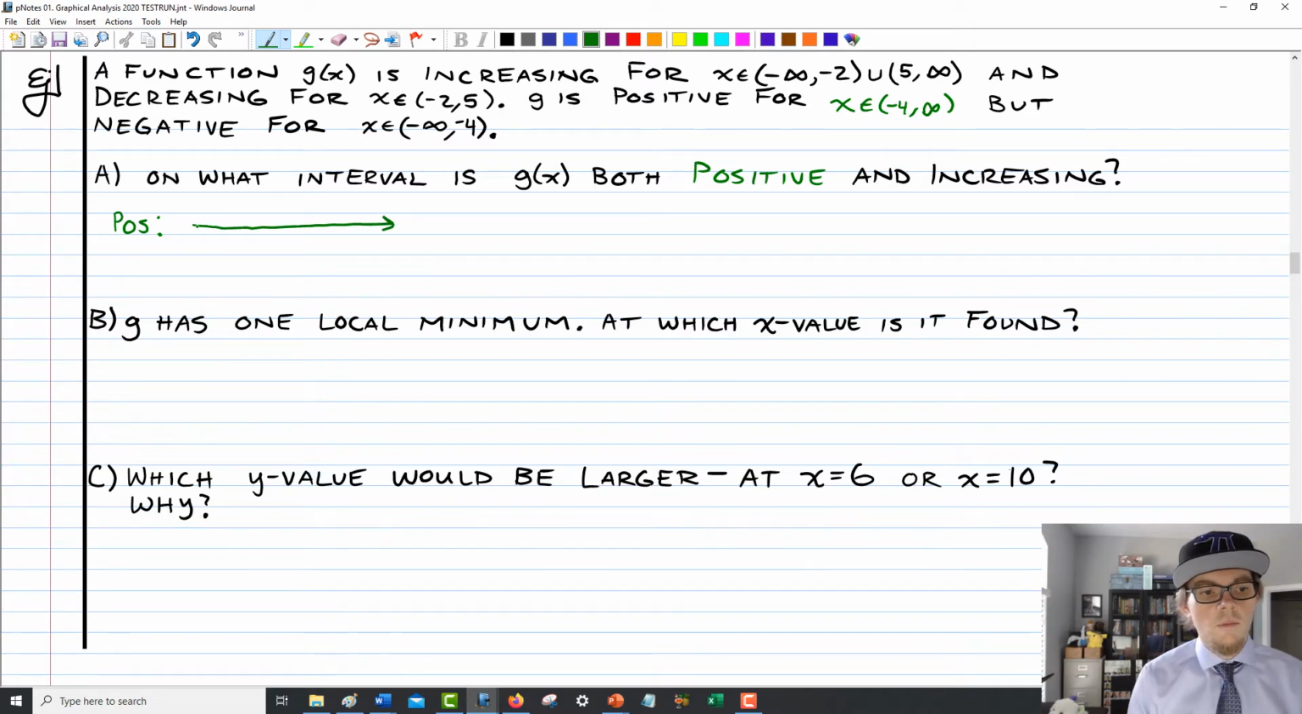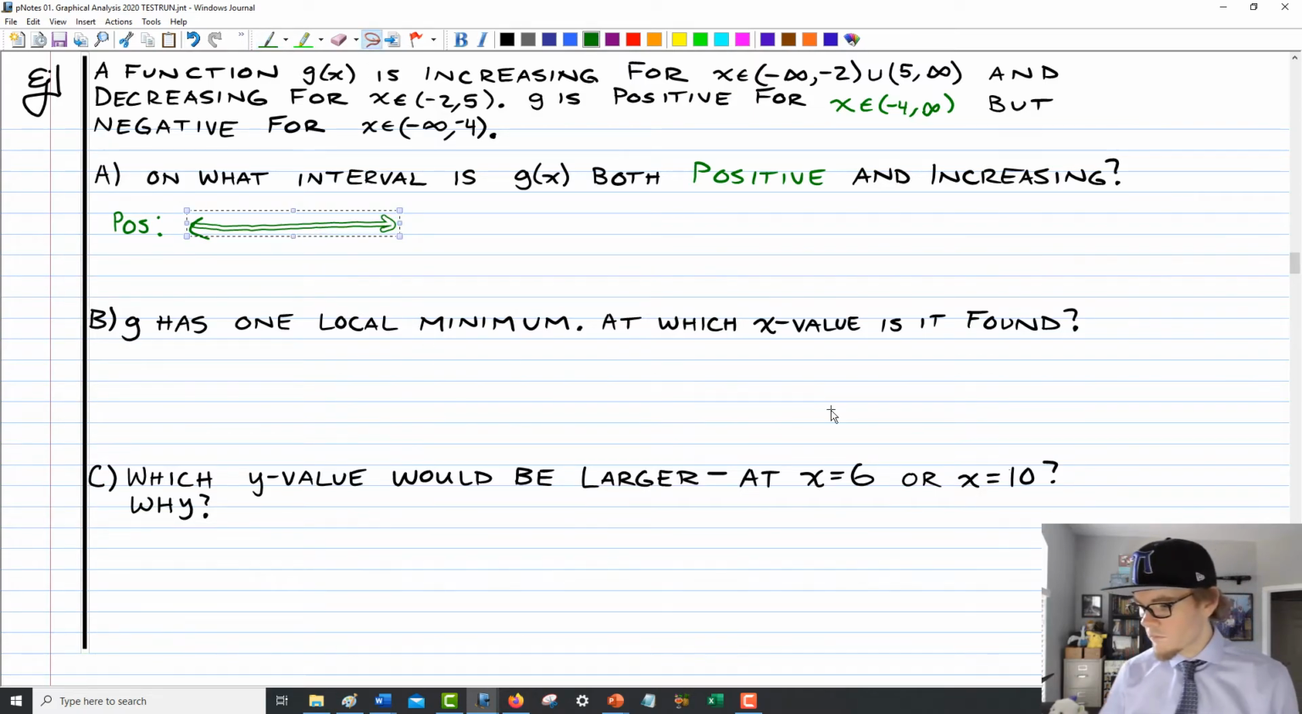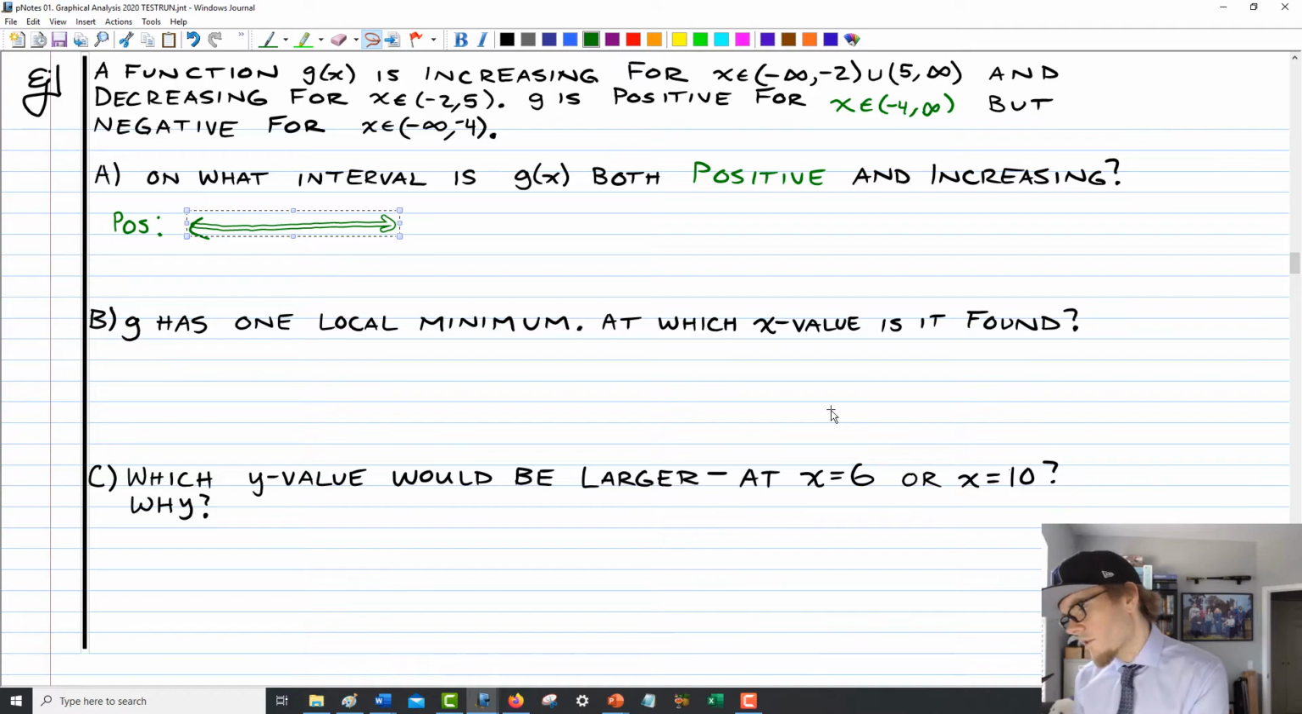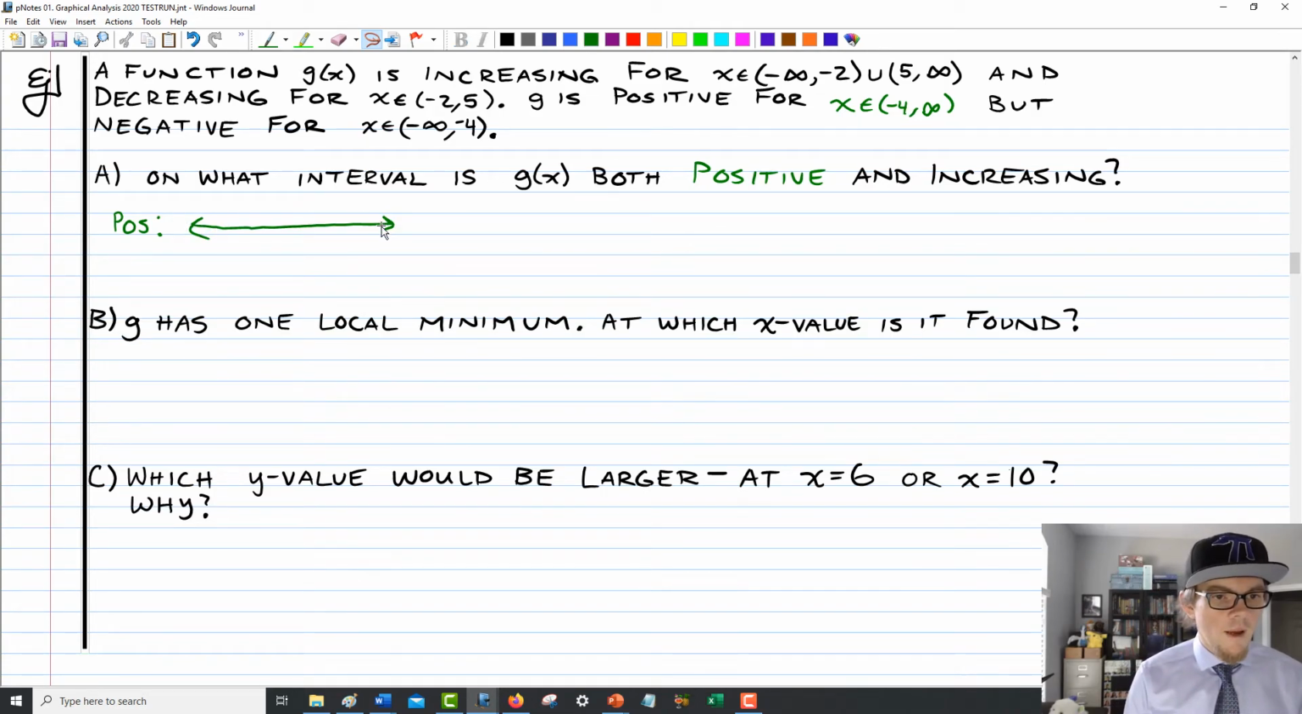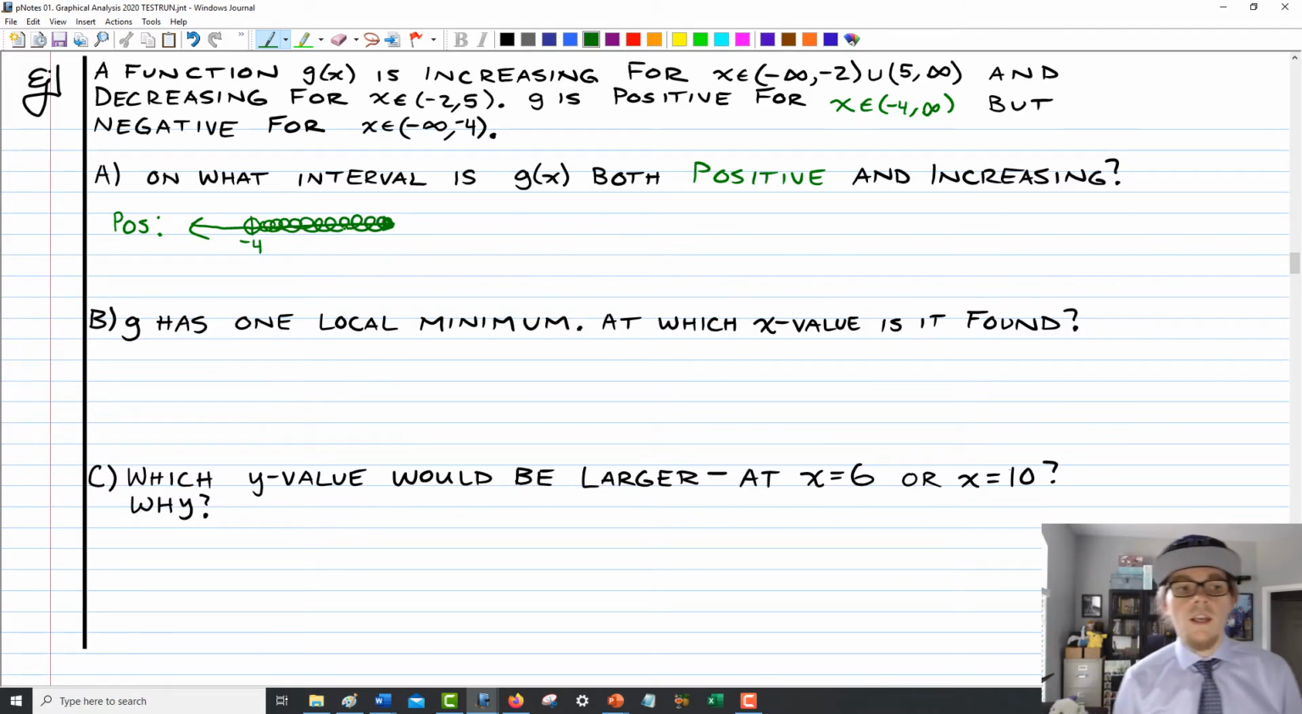So we've got this number line. Okay, so we've got positive happening first. It says that's true for -4 to infinity. So I'm going to mark this as -4. And then we've got an open dot, and we'll know that this is representing the region over to the right. So it's all the values that are larger than -4.